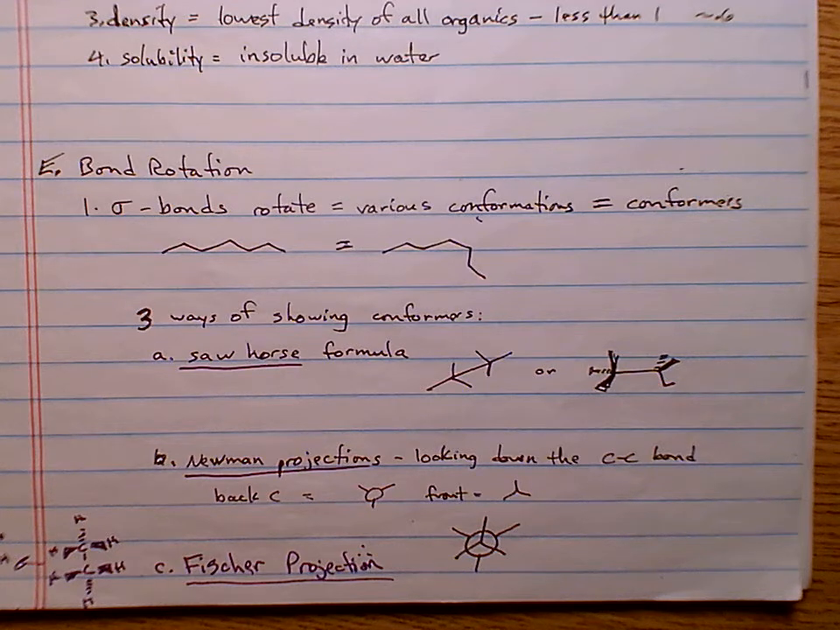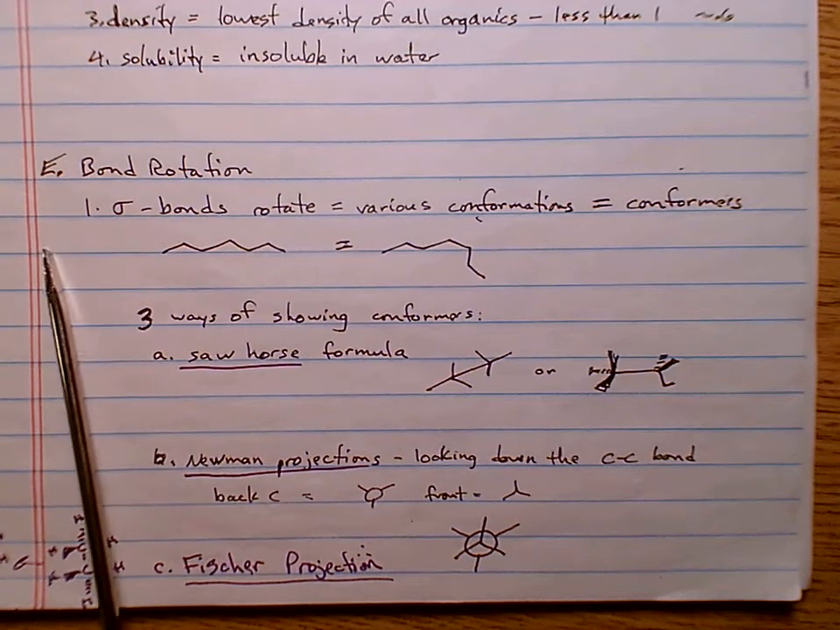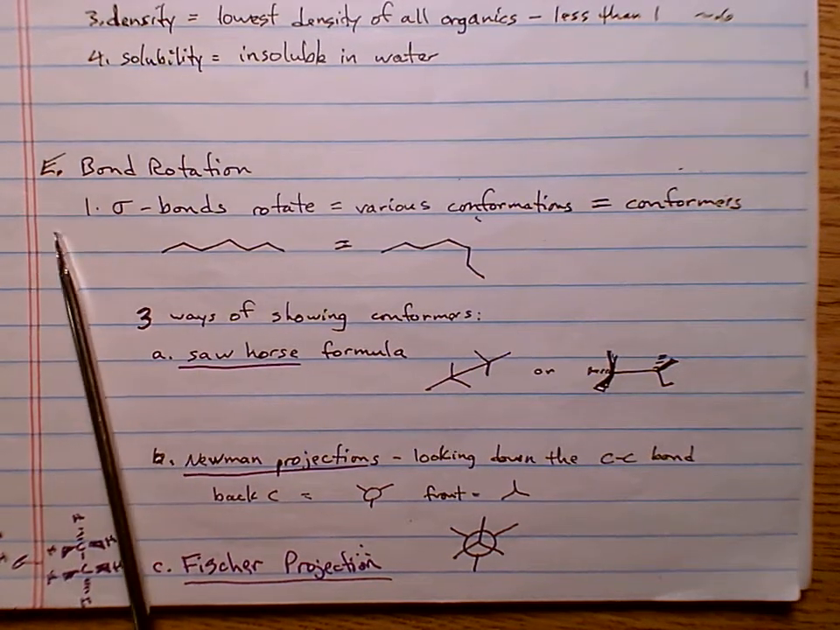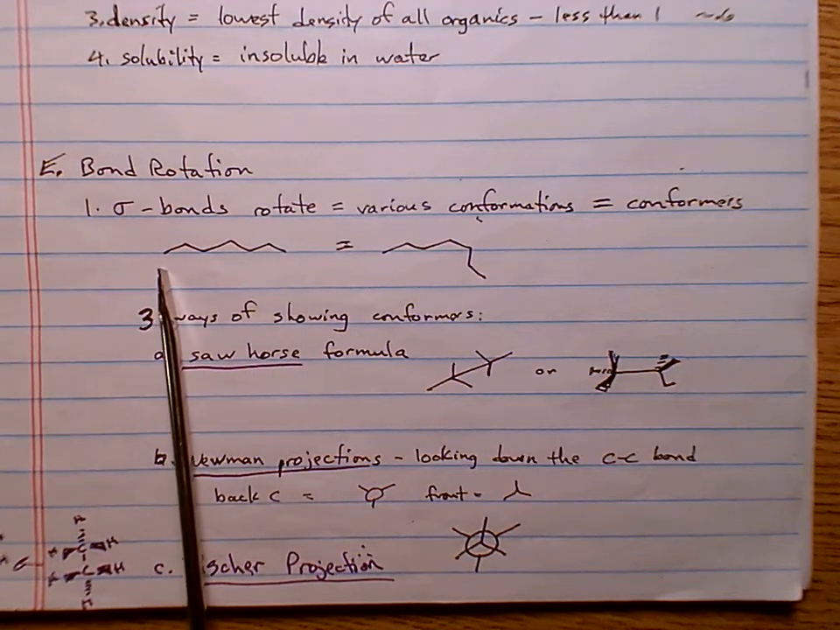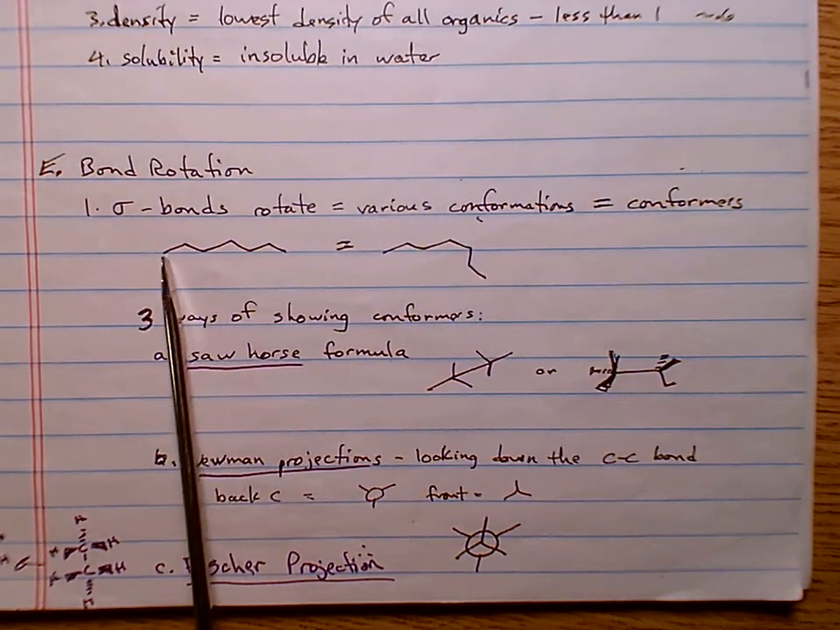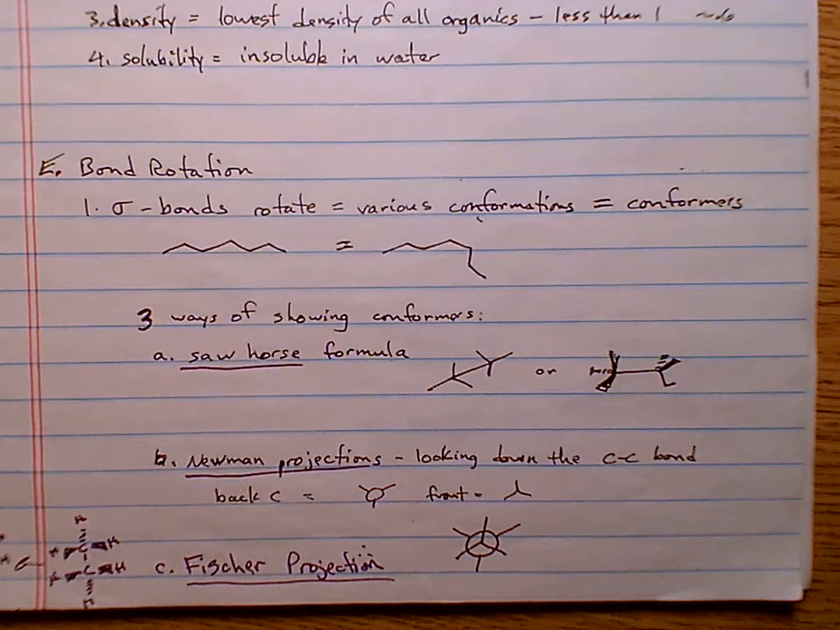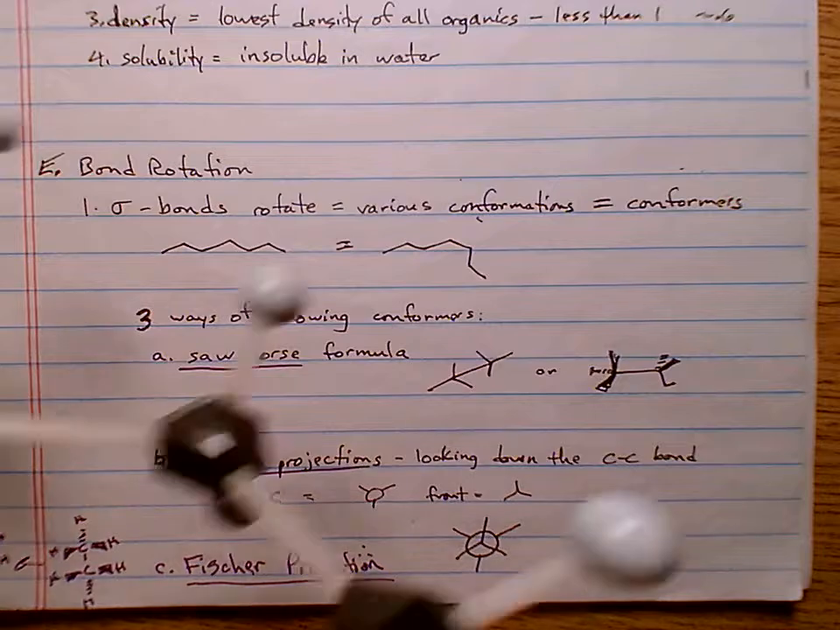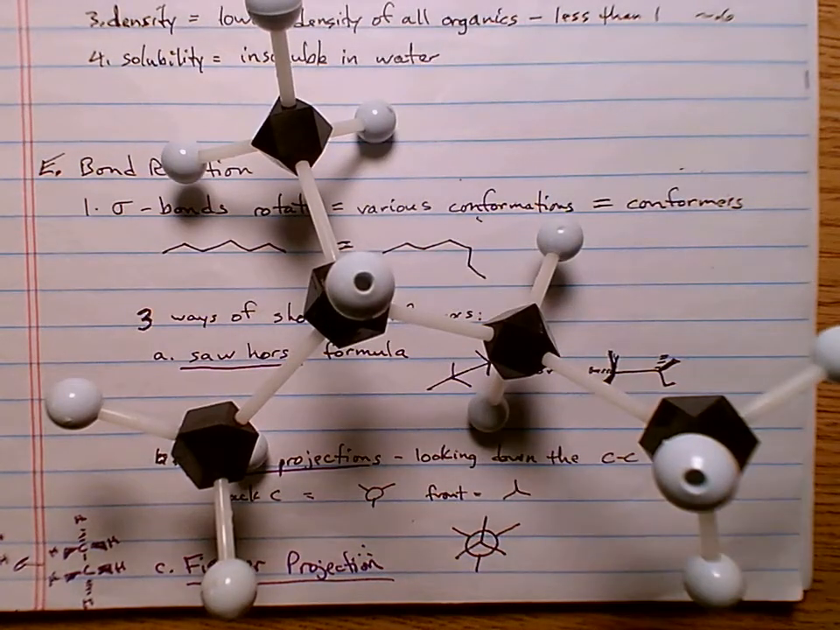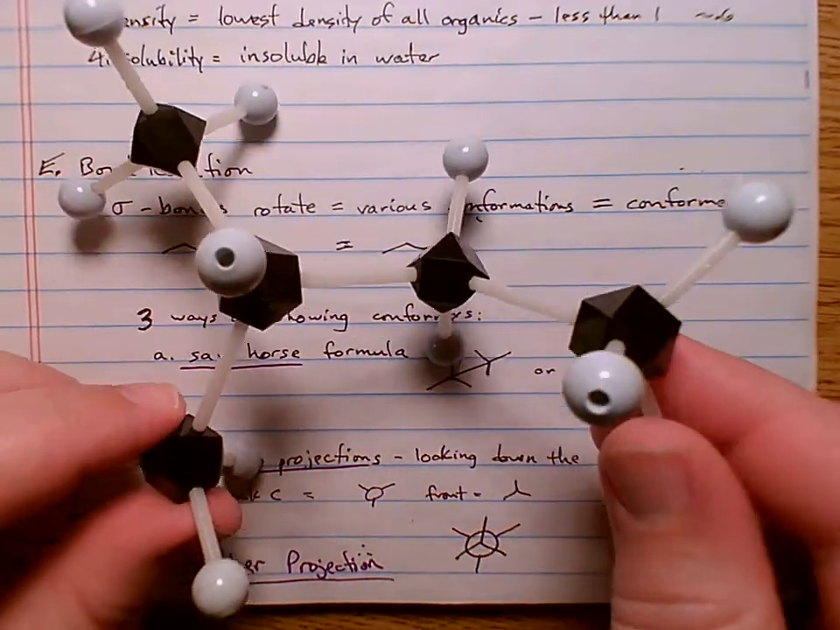All right, let's continue on now with bond rotation. For our alkanes, just our normal alkanes, all the carbon-carbon bonds are sigma bonds. They're just single bonds, and sigma bonds can rotate. So if you have, say, this molecule right here that I made, you can rotate any of these.